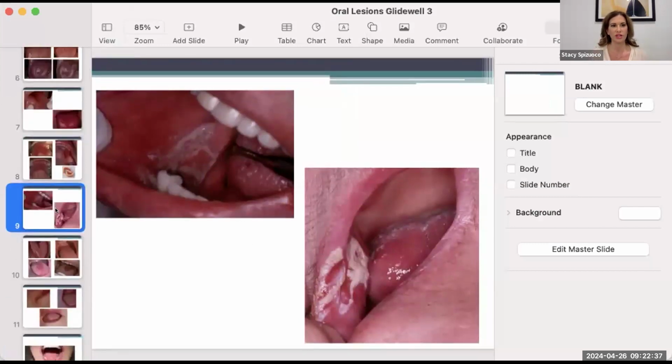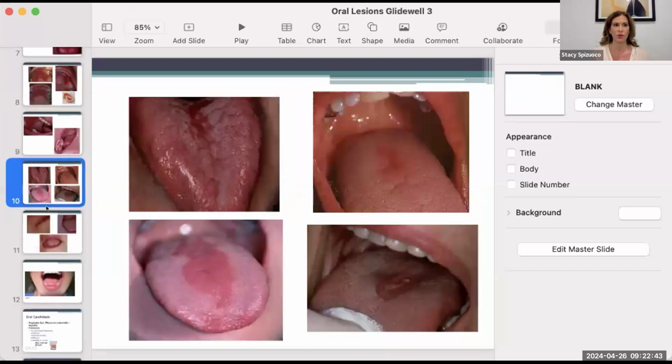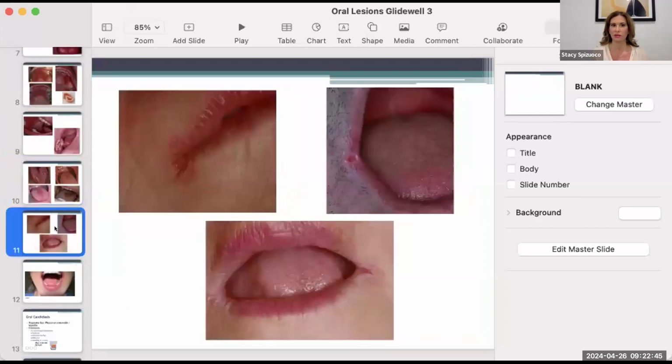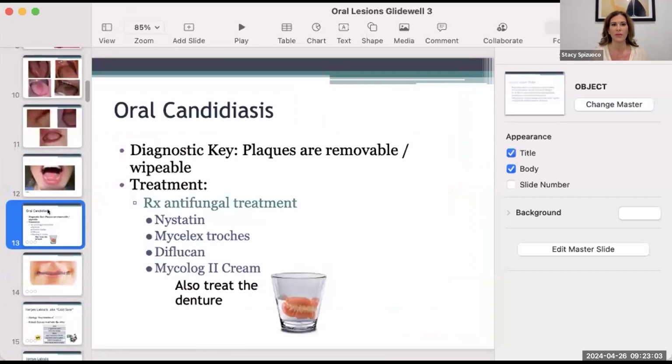So we can see it on the cheek here. It just looks like a white kind of patch. Some more on the tongue. And then now here it is on the corners of the mouth, the angular cheilitis. This is from loss of vertical dimension. Patient doesn't have their teeth. They can't open their mouth wide enough. Another example here is a patient that has it. She gets this from taking her medicine. A certain medicine that she takes causes her to have it.